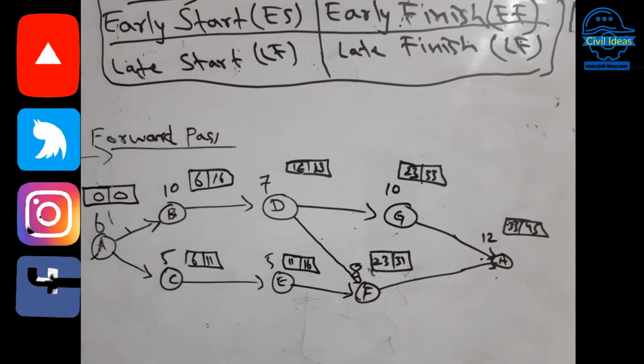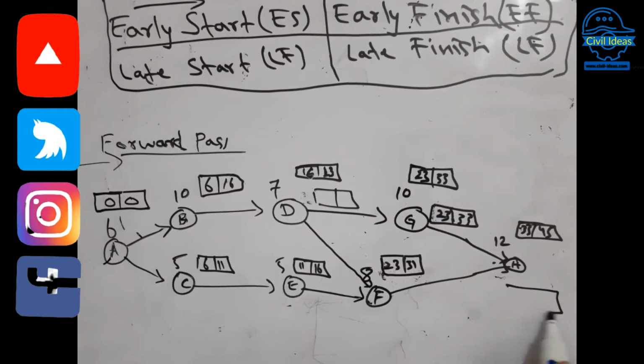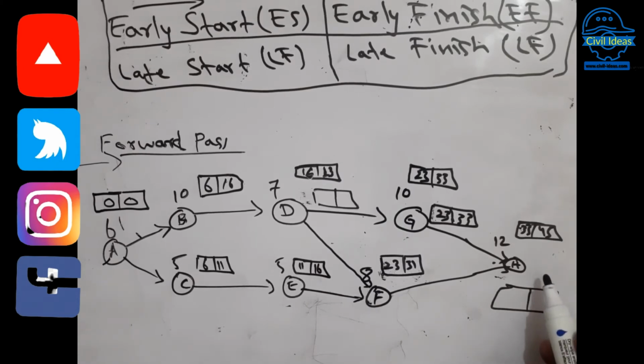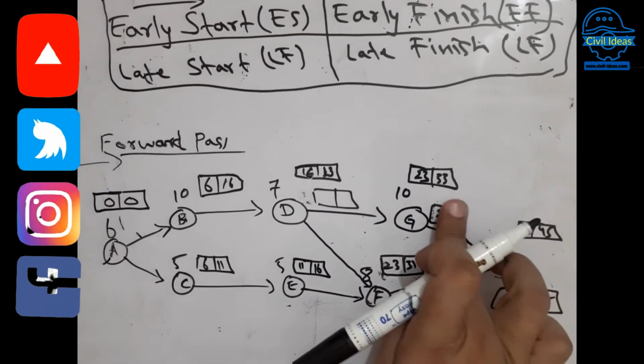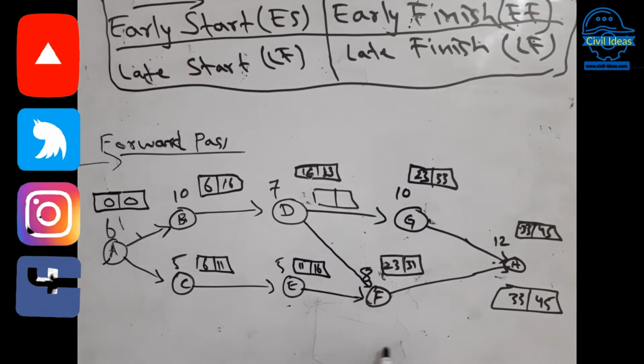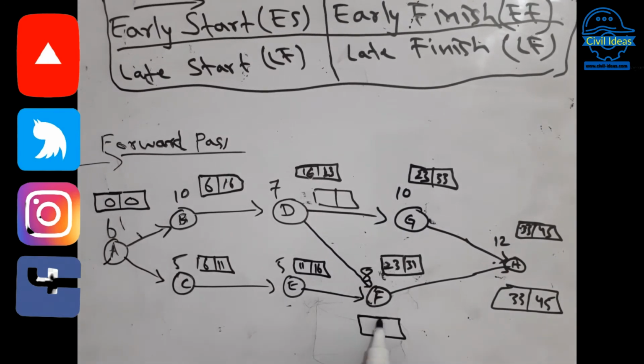Now we move to the backward pass, the late start and late finish. For the end activity, the late start and late finish will be the same as the early start and early finish. So you take the same values, 45 and 33 days, because the project will end after 45 days and the end activity will start at 33 days. Now we come here, I will remove this.